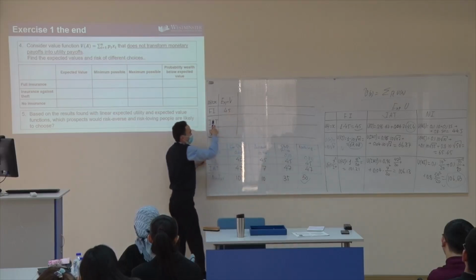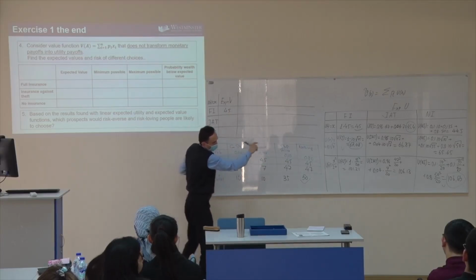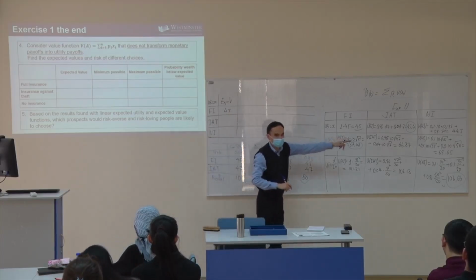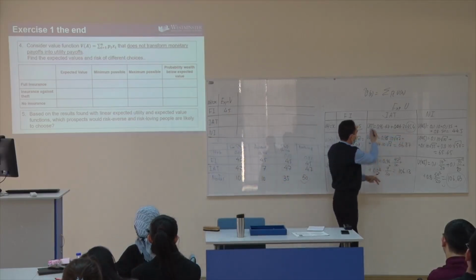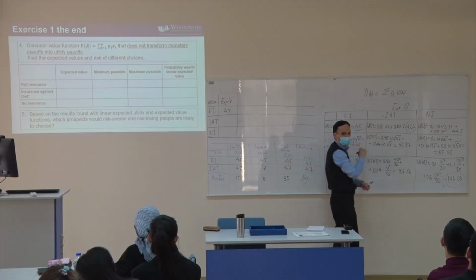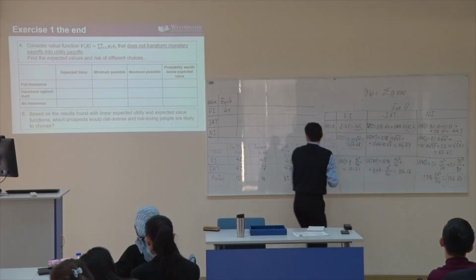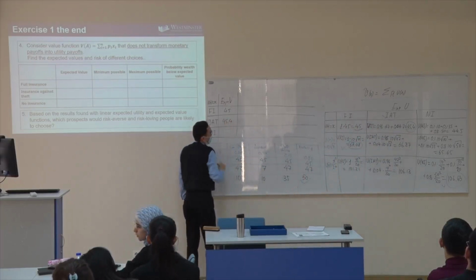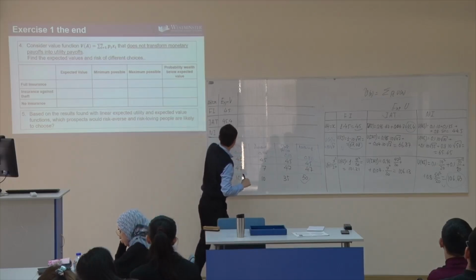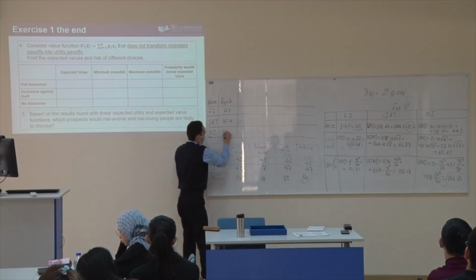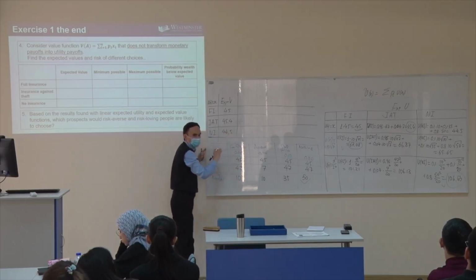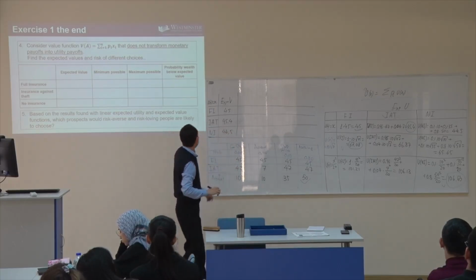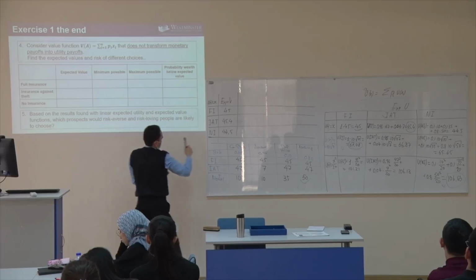If it is insurance against theft, 45.4. Yeah. So now what we are representing is a value function. This is it: 45, 45.4, 44.4. And the last one, no insurance, 44.5. Okay? This is the case. We have done it.